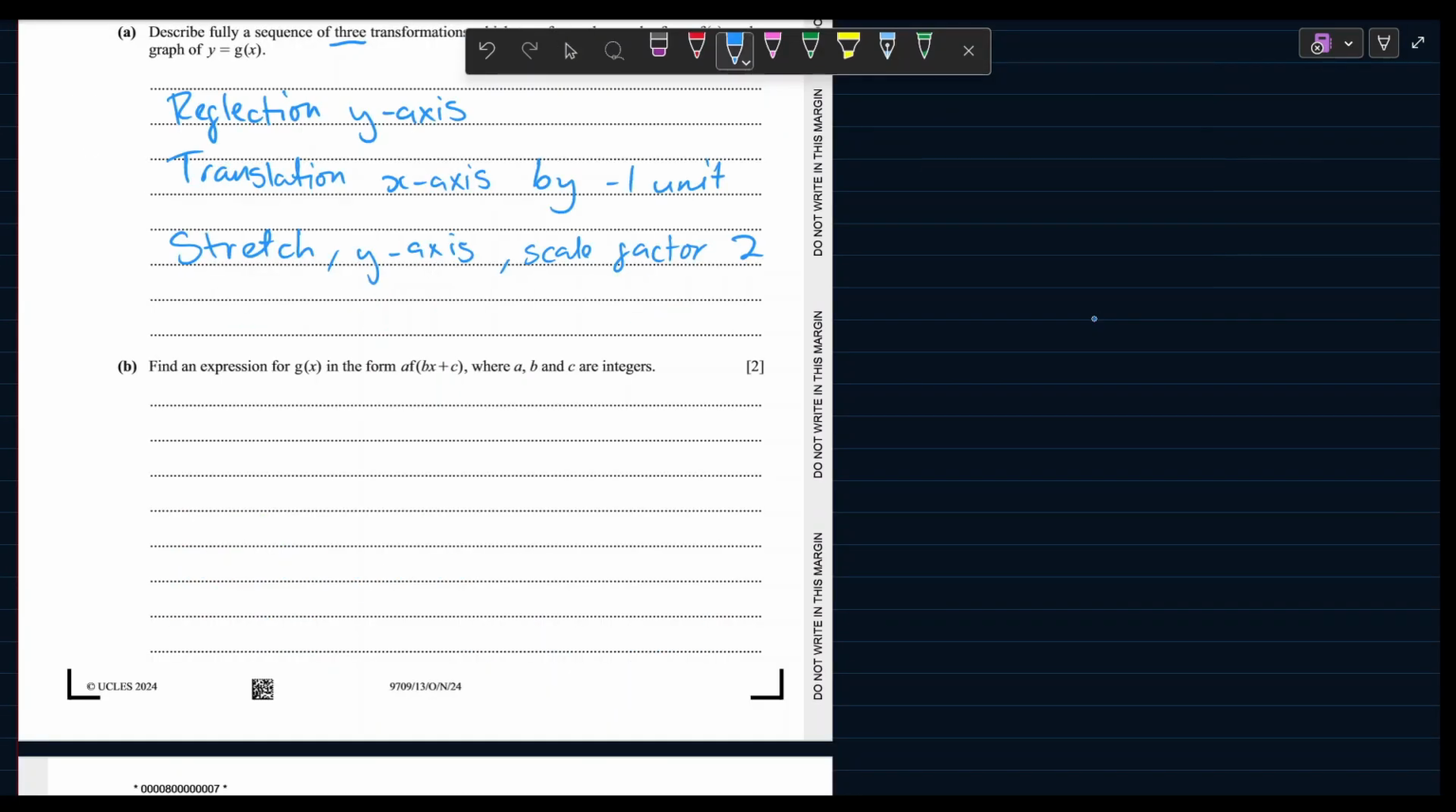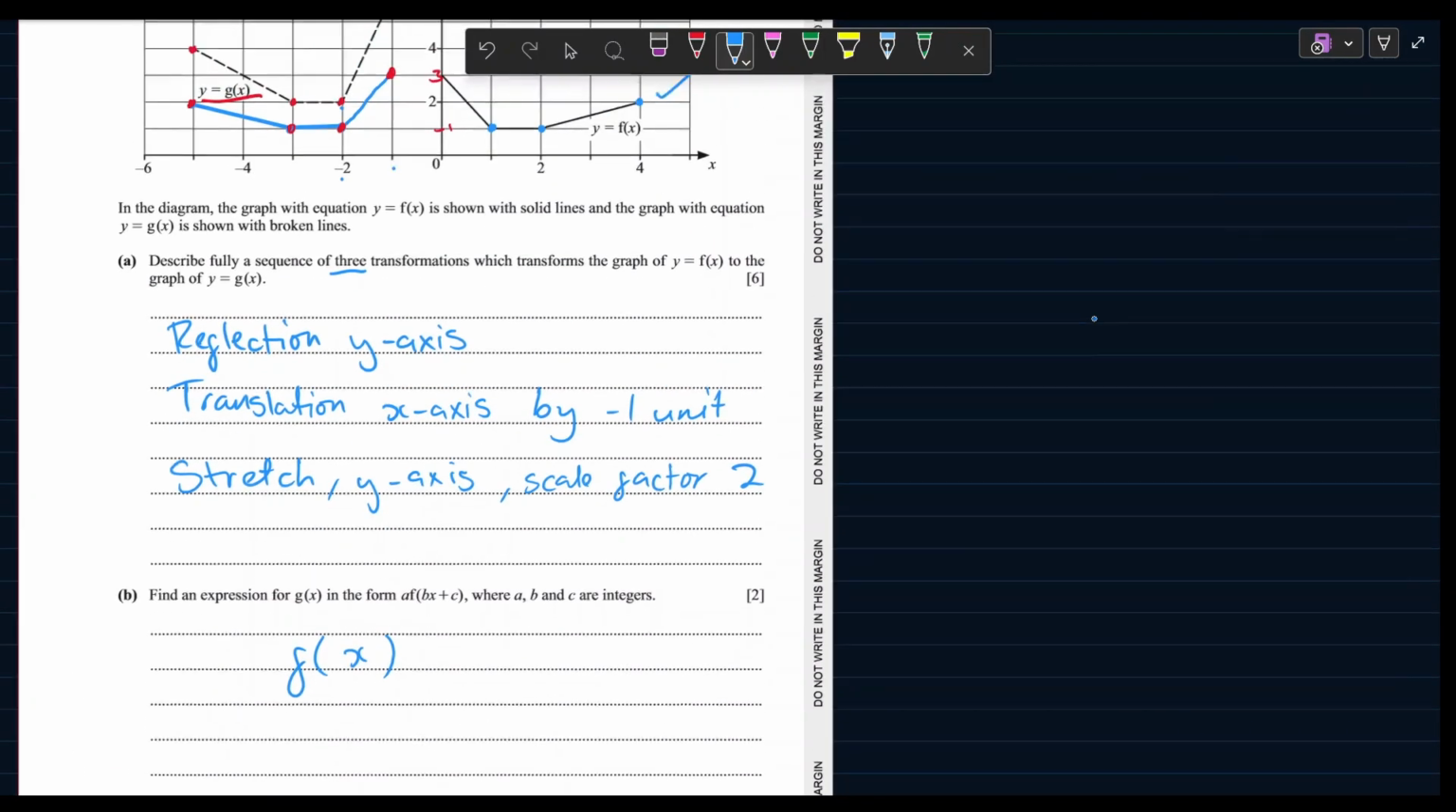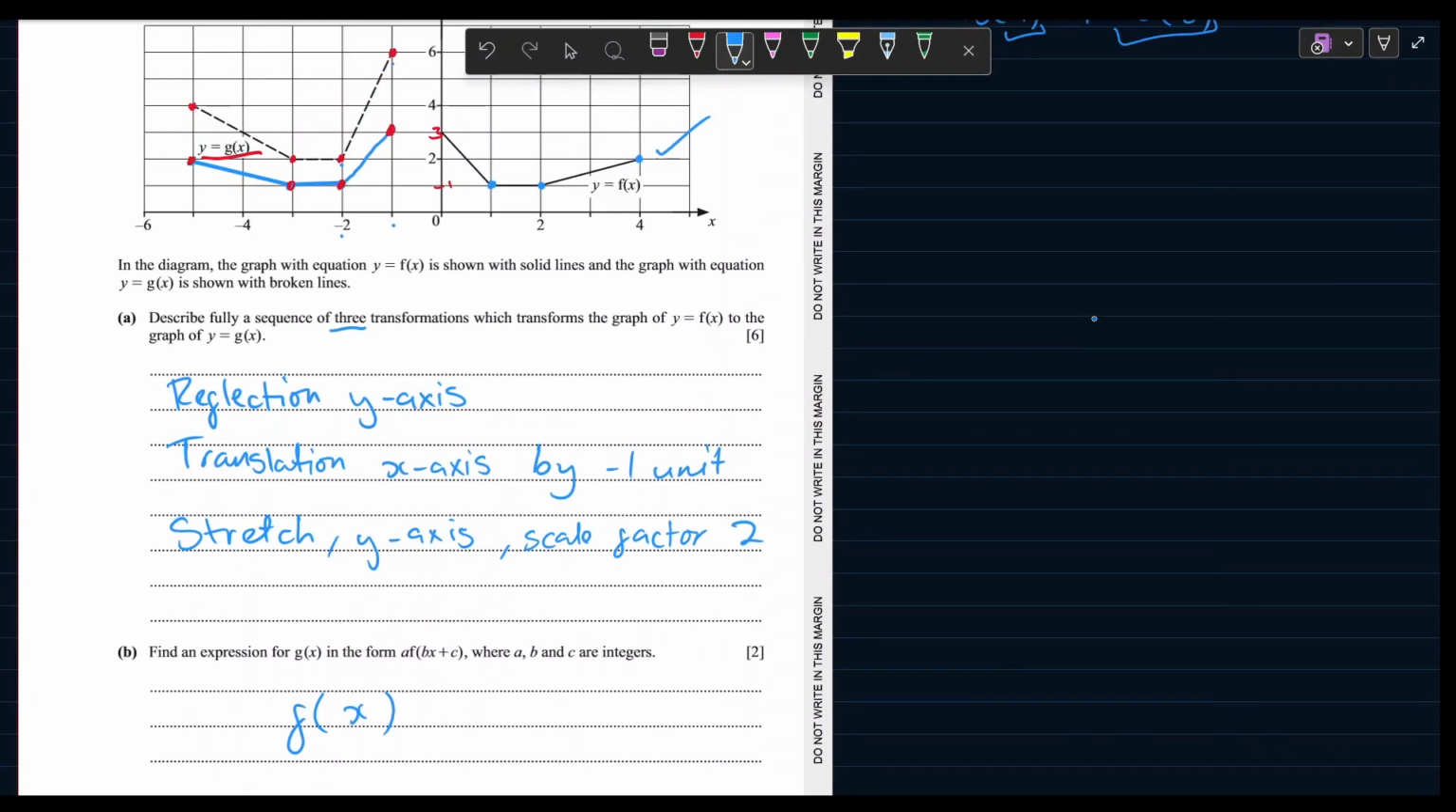Part B, find an expression for g of x in the form a f of bx plus c, where a, b, and c are integers. Okay, so we're starting from f of x. And the first transformation that we have is a reflection in the y-axis. So what does a reflection in the y-axis do? It simply negates your x values.